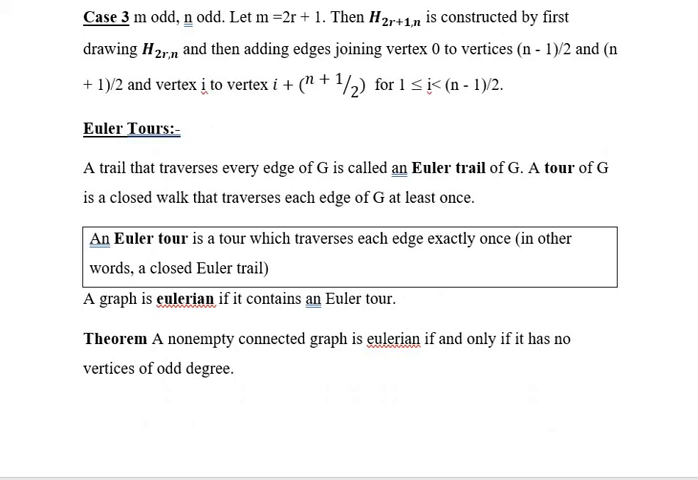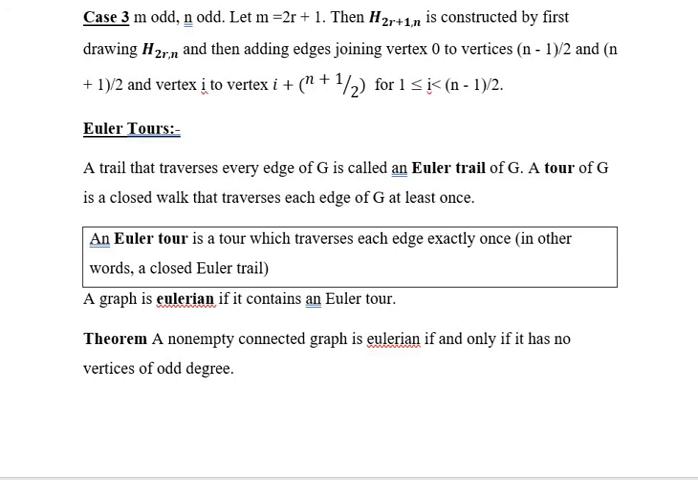In case 3, m and n are both odd. Let m equal 2r plus 1, then H2r plus 1,n is constructed by first drawing H2r,n and then adding edges joining vertex 0 to vertices n minus 1 by 2 and n plus 1 by 2, and vertex i to vertex i plus n plus 1 by 2 for 1 less than or equal to i less than n minus 1 by 2.